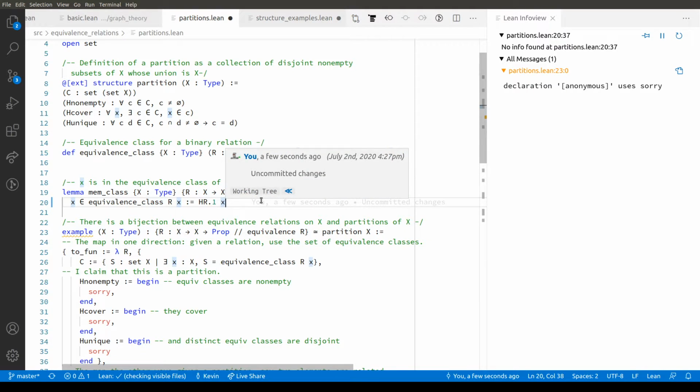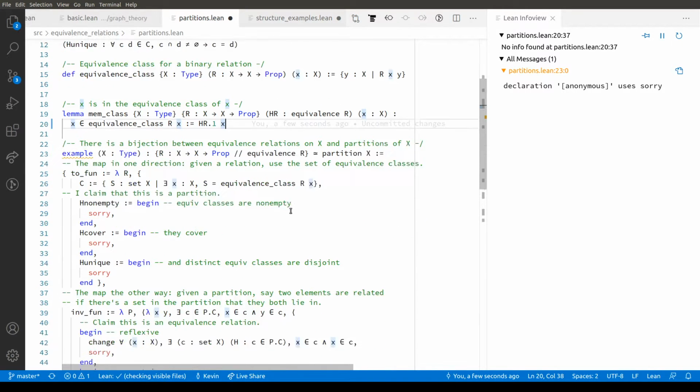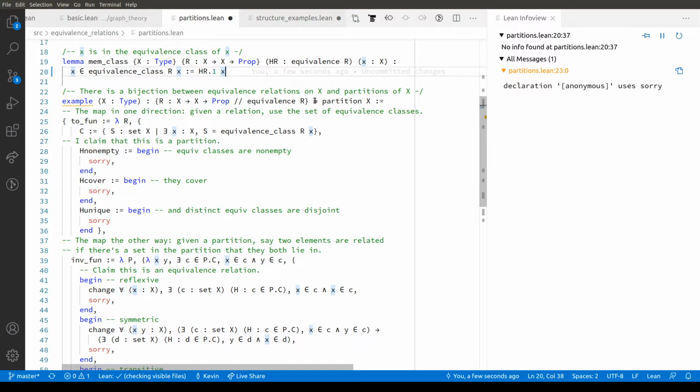So that's the proof that every element is in its own equivalence class. Now we're going to prove this equivalence here. Before we start on this, let's have a look at this statement. So here's this example. This is the main thing I'm going to prove today. If I get around to finishing it, I'll probably accelerate as things go on. So what have we got to prove here?